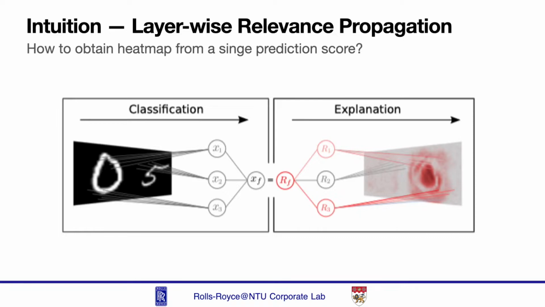So here is another demonstration. Assume that this image is classified as 0. We usually interpret this output f(x) as a prediction probability, but this time we think of it as a relevance score, and we backpropagate this relevance score to the previous neurons. You can notice here that R1 and R3, which correspond to the area of 0, have the higher relevance, and the neuron R2, which corresponds to the area of 5, has no relevance. So this is our intuitive idea.